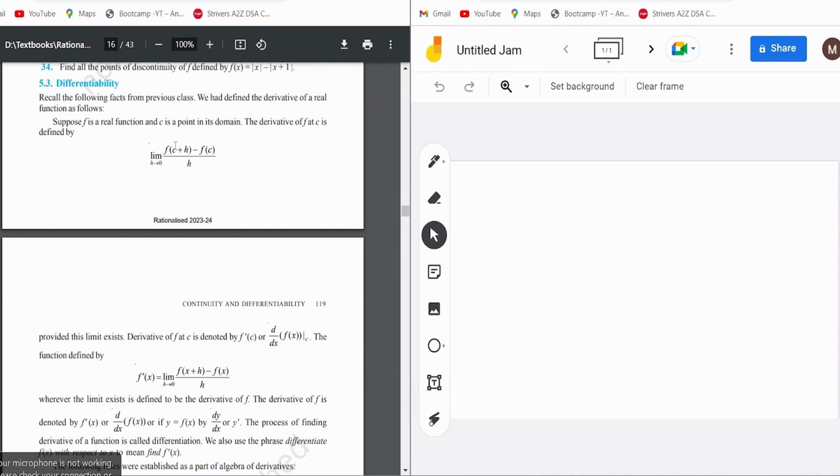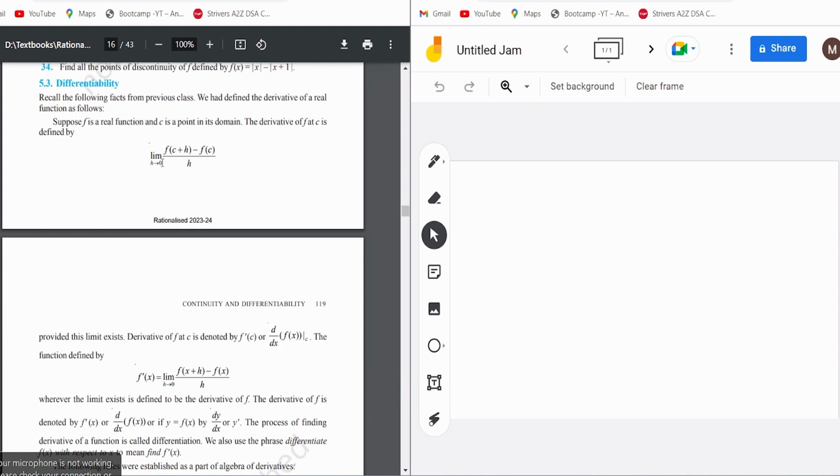To find out the differentiability of sin x at pi by 2, you will use this formula. How? You will say it is equal to limit of h tending to 0, f of pi by 2 plus h minus f of pi by 2 divided by h. So differentiability is a basic concept where we get to know whether the function is differentiable or not.